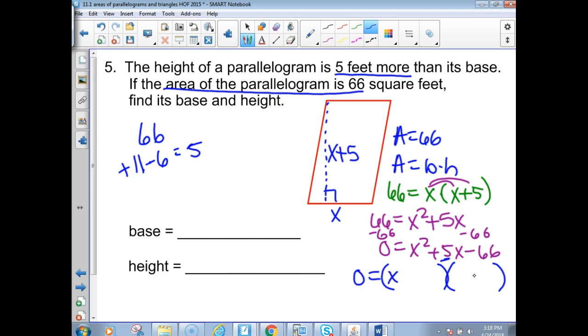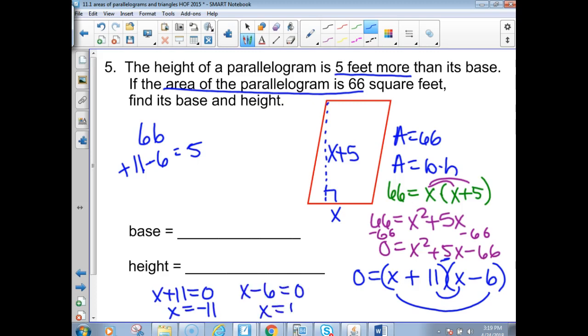You do x times x is x squared. You do 11 and 6 because 11 times 6 gives you the last number, 66. You need it to be positive 5x in the middle, which comes from the product of those added. And so 11 times x would be positive, and you'd want the 6 negative, so you'd get a negative 6x. That would give you 5x in the middle. All right, anyway, we then take each of these factors, and we set them to 0 and solve them. So you would subtract 11 and get negative 11. You would take x minus 6, set it to 0, solve it, and get 6.